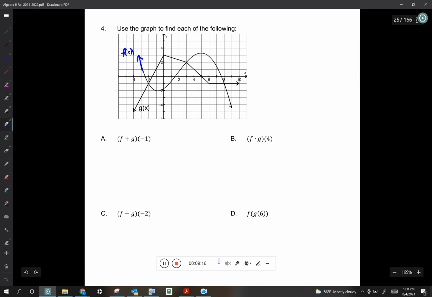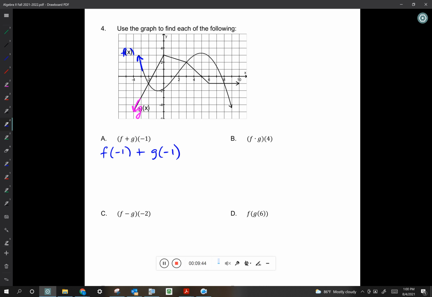You see it all along, and then the g graph is this one that's kind of linear, okay? So letter A, I want f plus g. Okay, there's a plus. That's not the little circle. That's not composition. Okay, what this means, and this is kind of an ACT, SAT thing also, is the same as saying f of -1 plus g of -1.